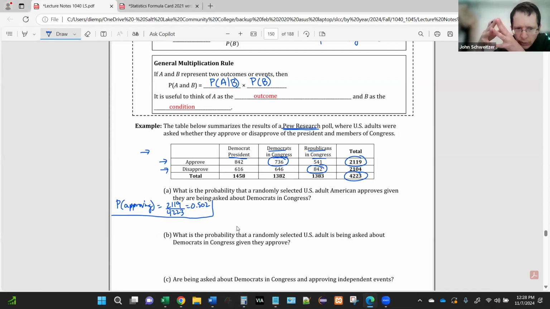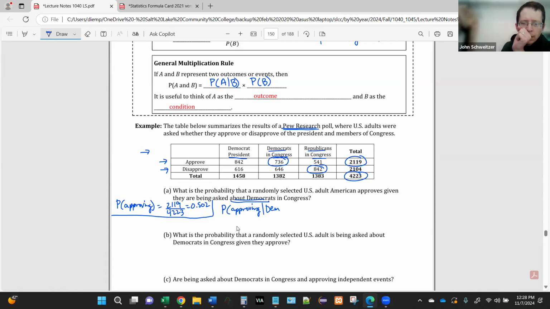Now let's actually answer question A. So if you have a randomly selected person in one of these questions, there's about a 50% chance they're approving of the person you're asking them about. But I'm going to give you a little more information. I'm going to tell you that they're about to be asked about the Democrats in Congress. Does it change the likelihood of approving?